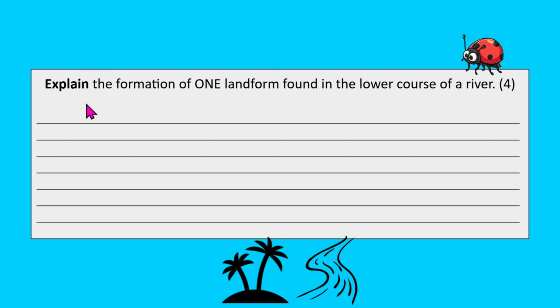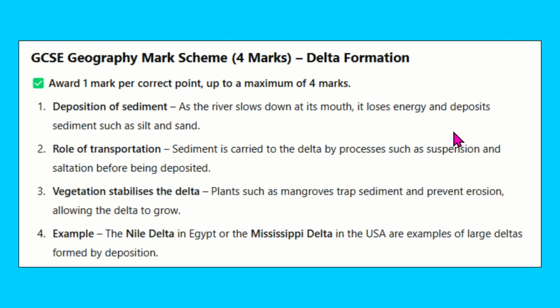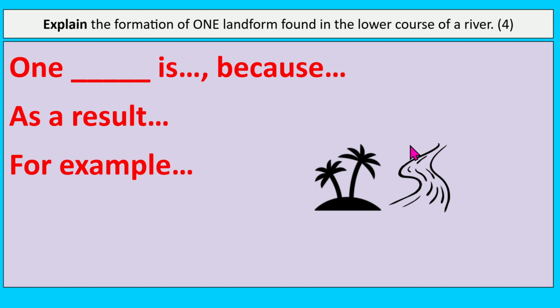So it doesn't actually say anything about deltas, but we bug before we do anything else. Box the command word, so it's explain, formation, underline, landform, lower course, river. And then we glance at the marks to see the structure that we're going to need. So let's look at kind of an imagined mark scheme. Deposition is going to get your mark, role of transportation, vegetation stabilizing the delta will get a mark. And if you have an example, absolutely try and get it in there.